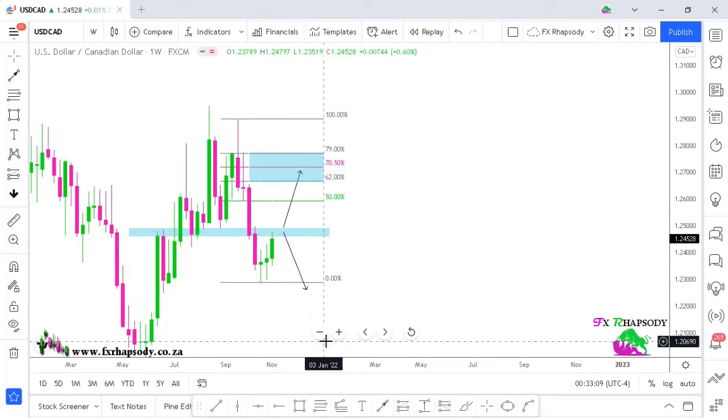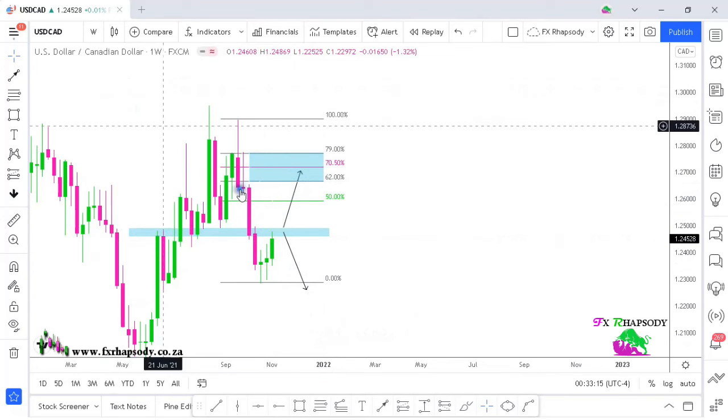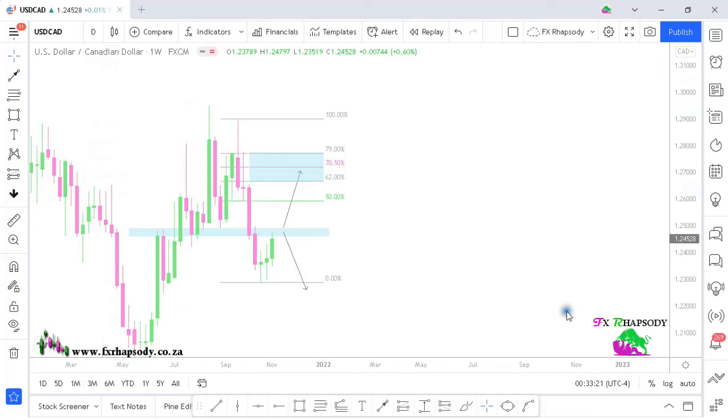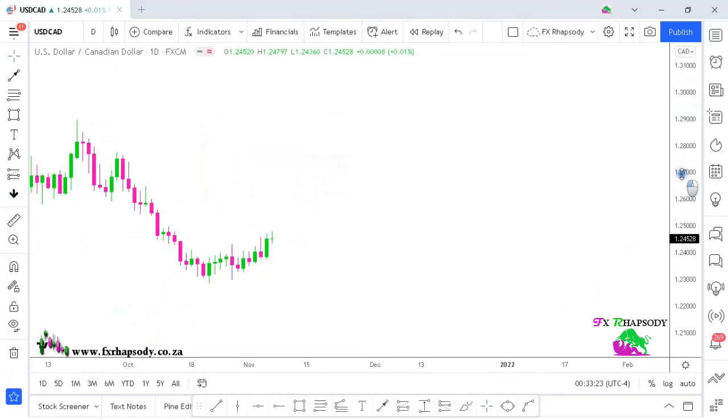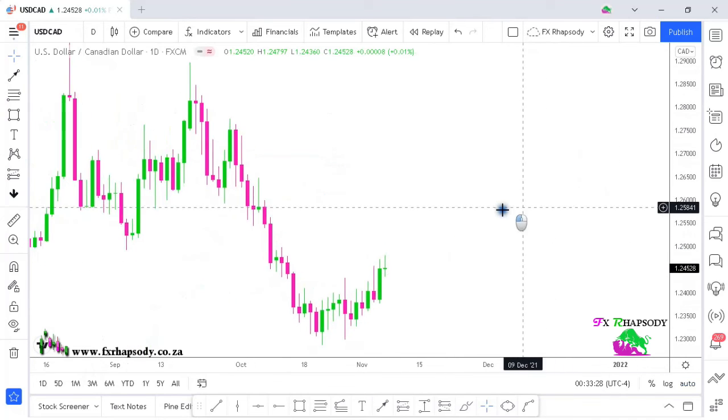That's your first scenario. Obviously, scenario 2 is price breaking that area and going up to retest or retrace basically all the way to that 62%. So again, 2 scenarios on this weekly time frame that we need to look out for. Let me just do that.